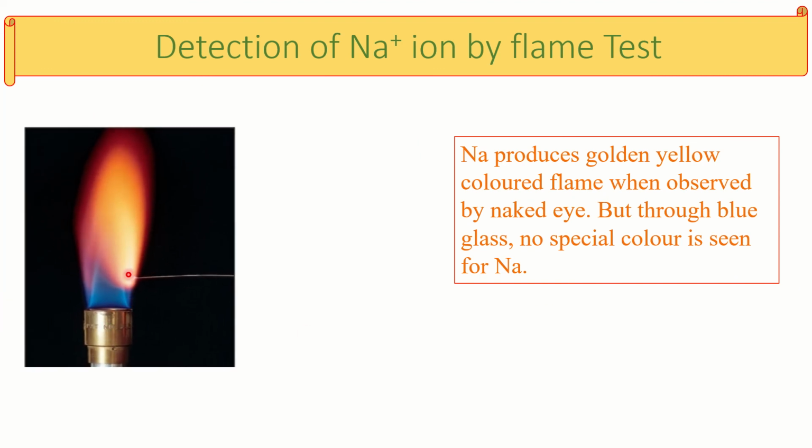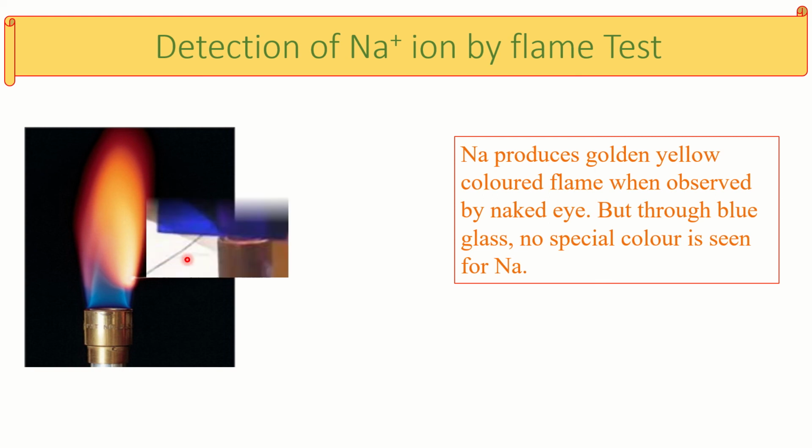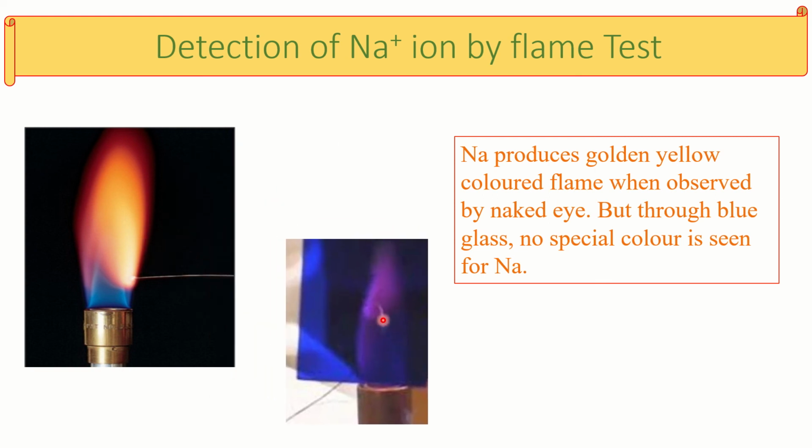Here sodium salt, sodium chloride, sodium nitrate or any type of sodium salt, when it is taken on the flame of Bunsen burner, it produces golden yellow colored flame on the burner. And when this flame is seen through blue glass, that means cobalt glass, then no special color is seen. That means no color is changed here.